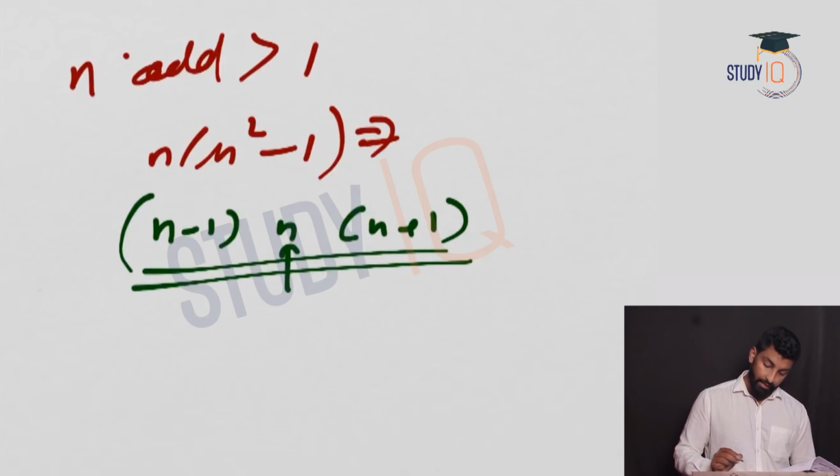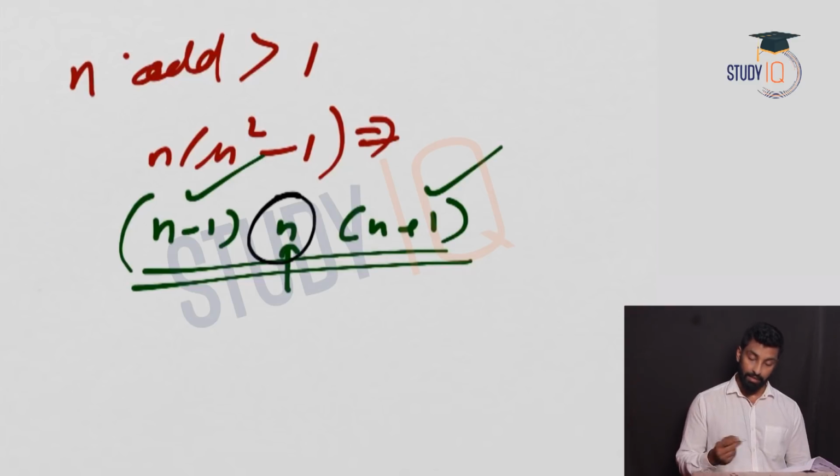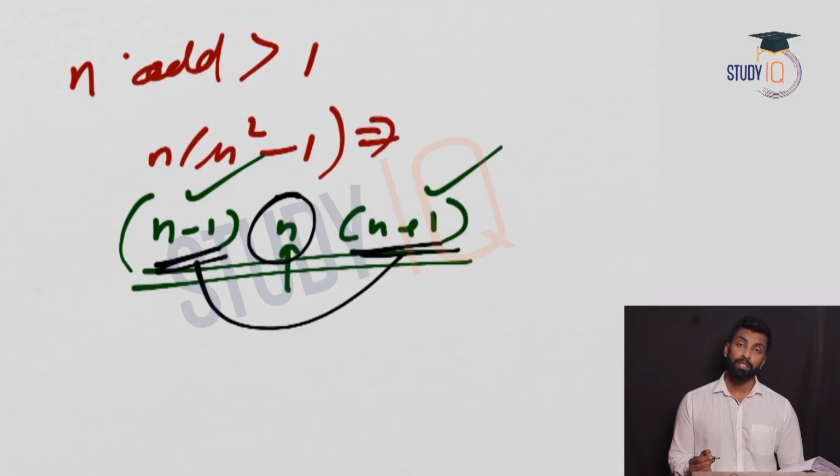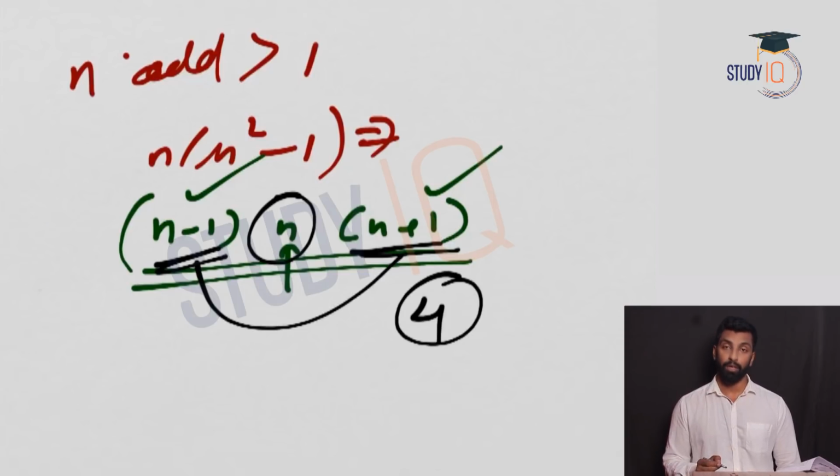Since n is an odd number, n minus 1 is an even number and n plus 1 is an even number. Why? Because it is given that n is an odd number greater than 1. So you got two consecutive even numbers, right? Two consecutive even numbers means one of them is a multiple of 4.